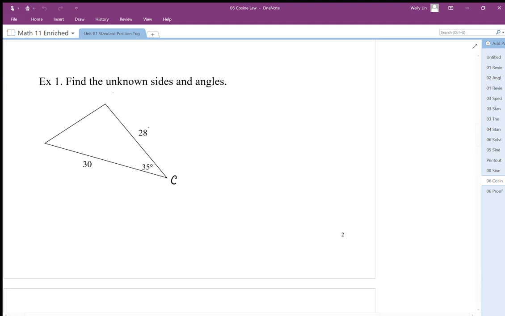So this is a situation where I have side, angle, side. I'm just going to write that down: side, angle, side. In a side, angle, side case, we want to use cosine law. Okay, so what does the cosine law look like?